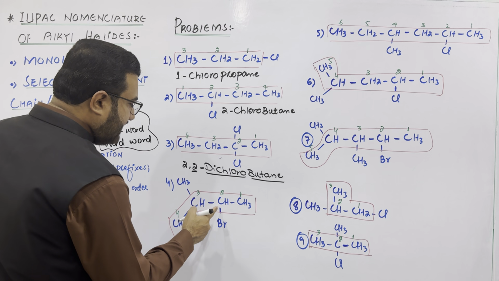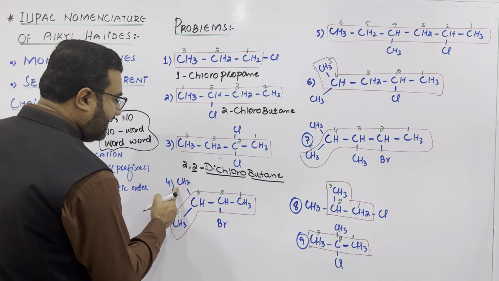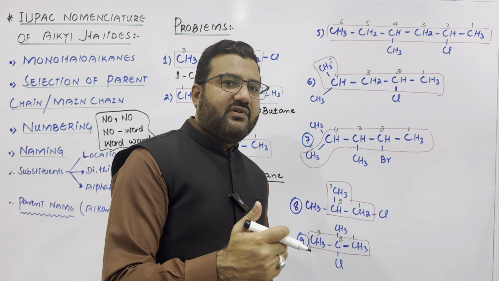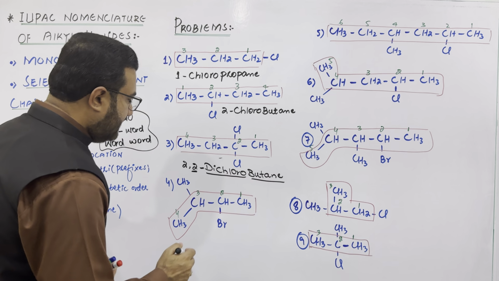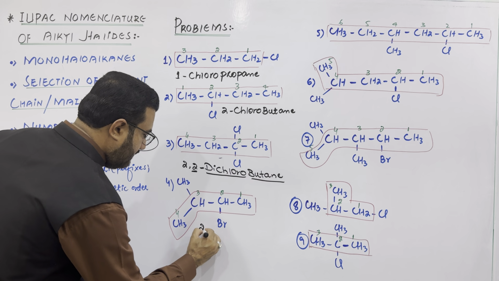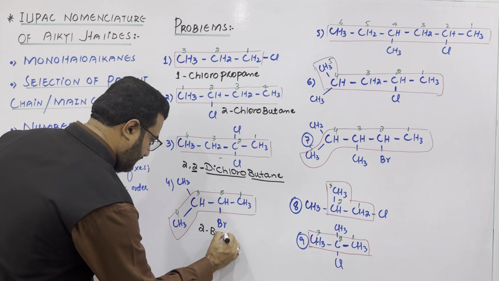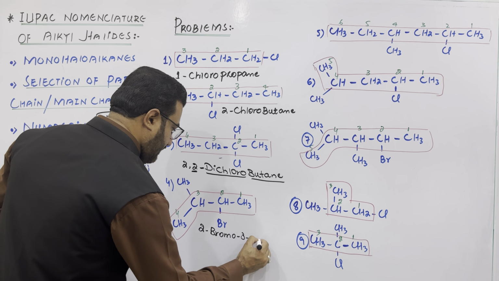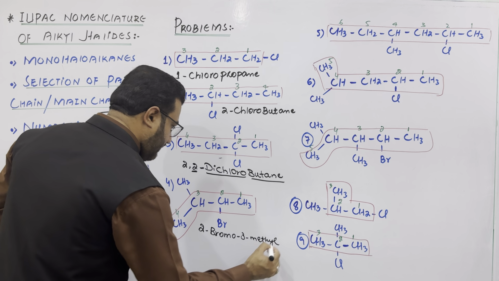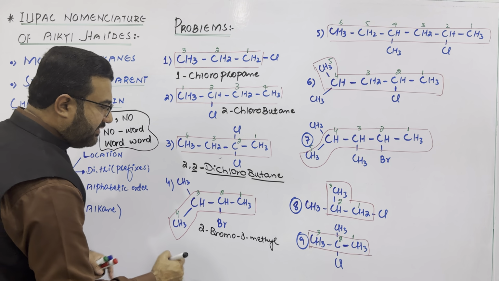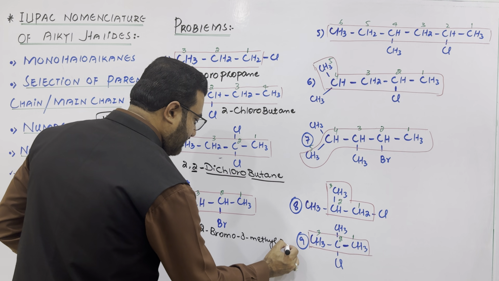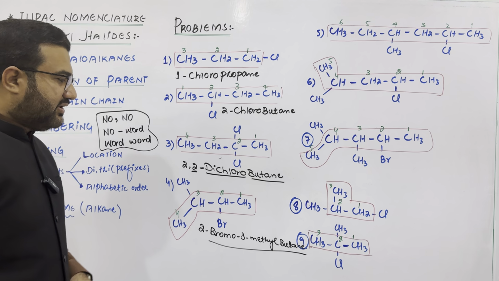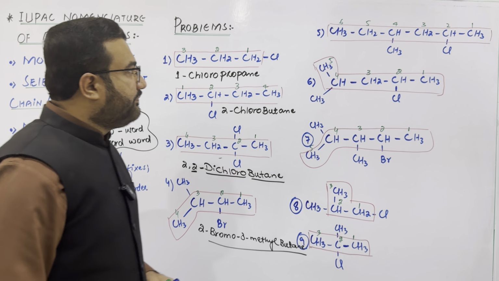Similarly, now in this case, there is bromo on the second carbon and methyl on the third carbon. So, bromo and methyl, these are the two substituents. Alphabetically, bromo should be named first. So, you will write 2-bromo-3-methyl, and there are four carbon atoms in the parent chain. So, the parent name will be butane. Again, you will be very careful about the punctuation of this name.